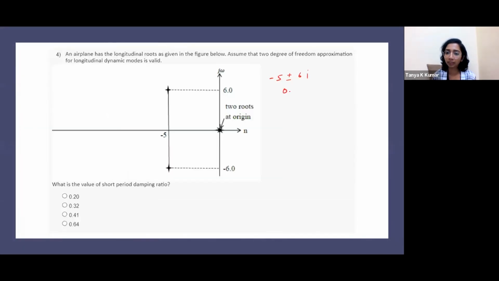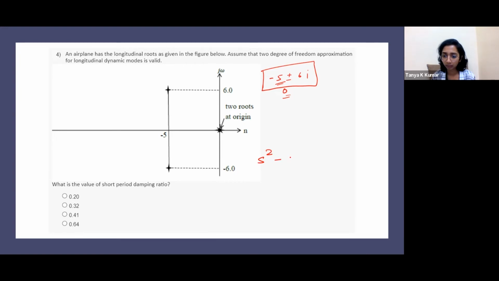So here you have these 4 roots, that is -5 plus or minus 6i and 2 repeated roots at the origin, 0. The question here is, what is the value of short period damping ratio? Short period is the one with a larger real magnitude. So this has a larger real magnitude. How do you find the damping ratio? You write your second order equation. Take this root. These are the roots for short period because the magnitude of the real part is larger. The magnitude, not the sign.